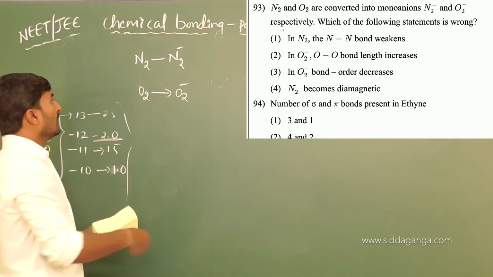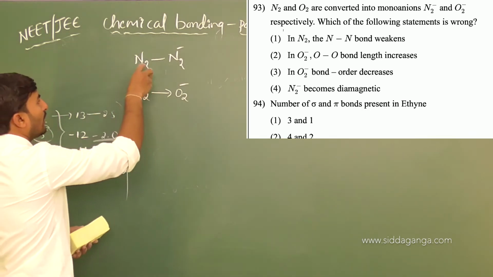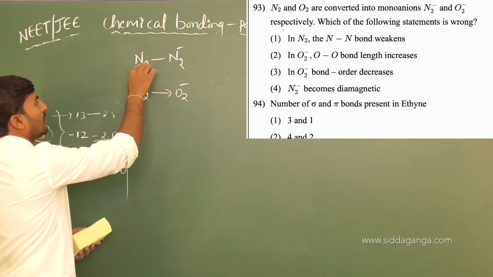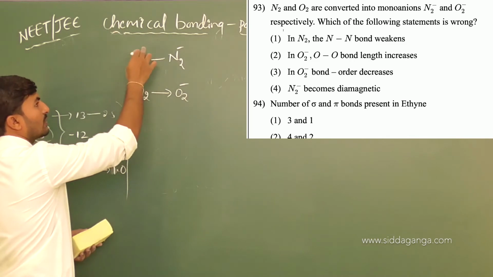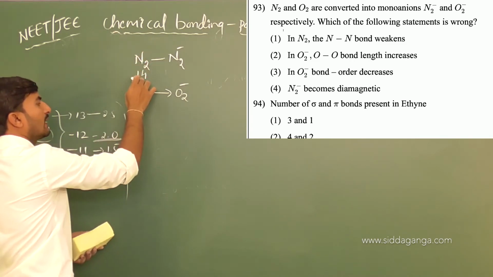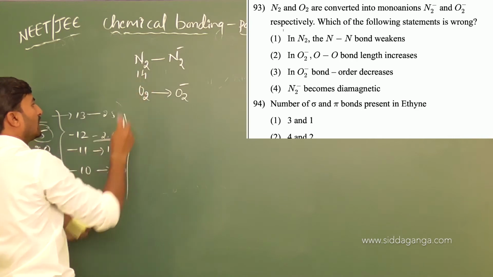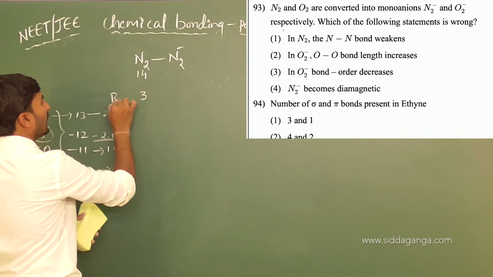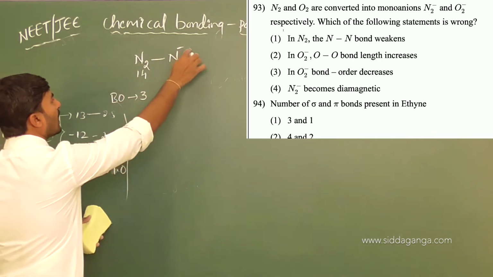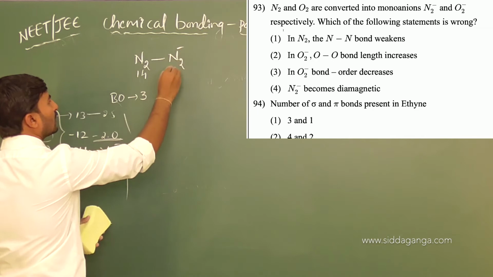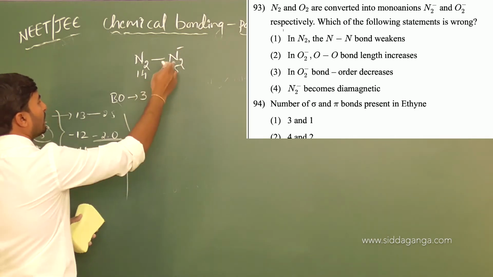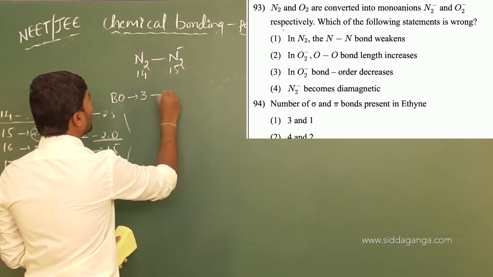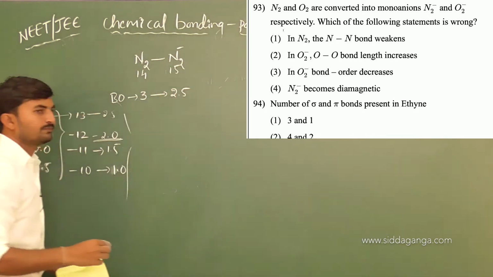Okay, let's see what happens. In the N2 molecule, the number of electrons is 14. Each nitrogen has 7 electrons, and since there are 2 nitrogens, that makes 14 electrons. For a 14 electron system, the bond order will be 3. N2 minus means addition of 1 electron, that means 15 electrons. For 15 electrons, the bond order becomes 2.5.